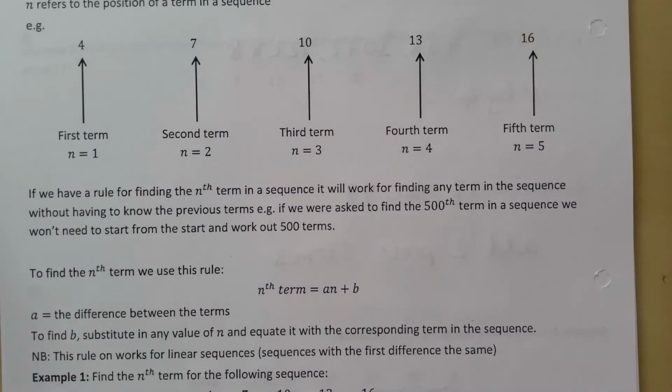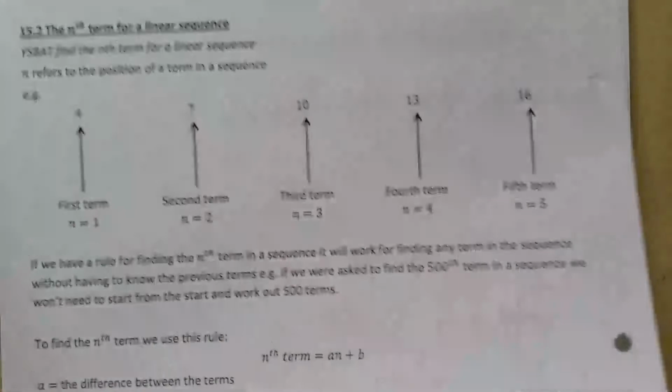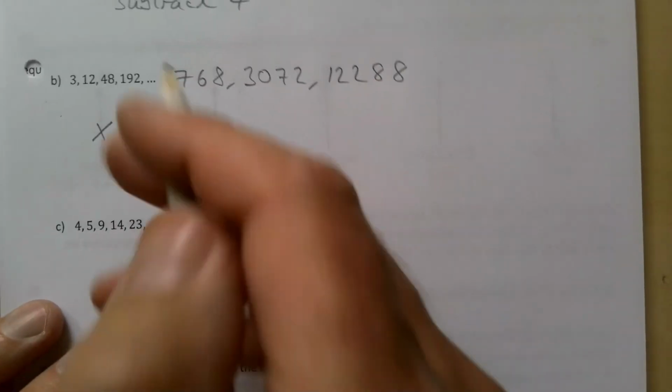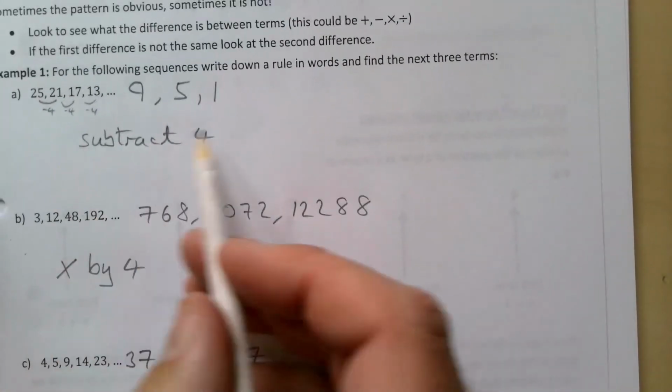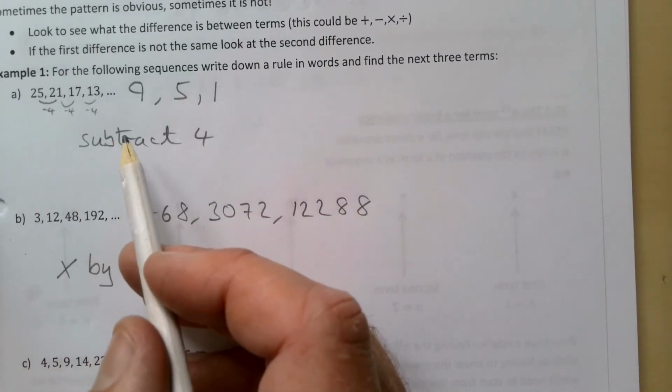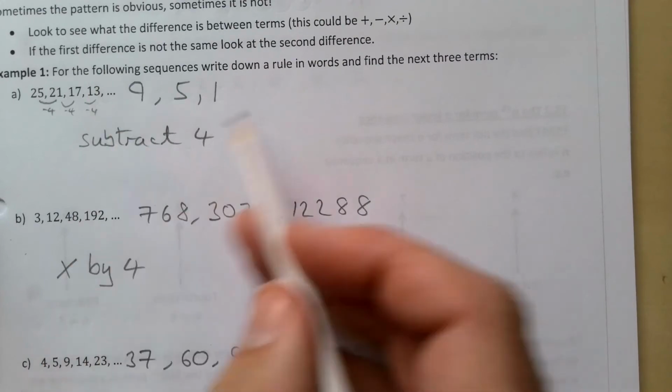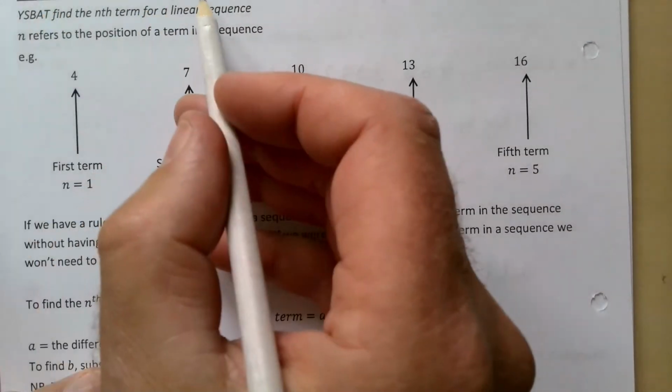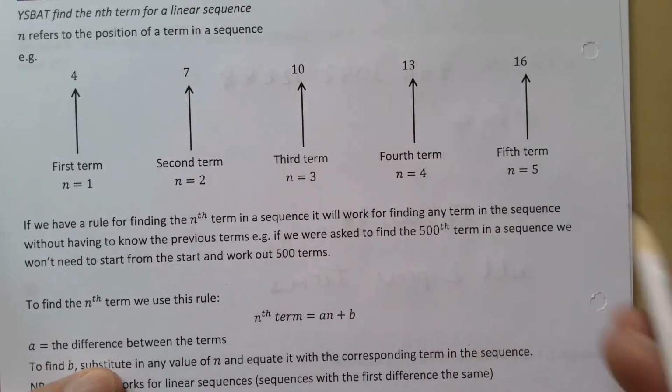Next is the nth term for our linear sequence. So if we look back here, what was my rule for this one? It was subtract 4, so you take away 4 each time. That's great, you can just work your way up there. But if I asked you for the 50th or the 150th term, it's quite hard to work out. You kind of need to do your sums. But the nth term is a formula for us. So the nth term of a linear sequence, linear means it's the same gap each time.